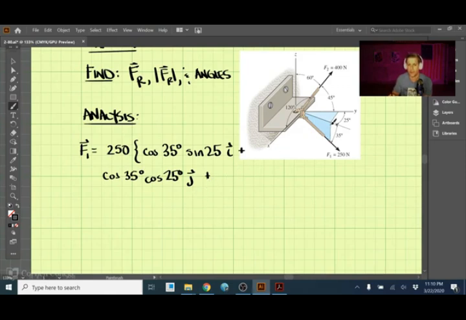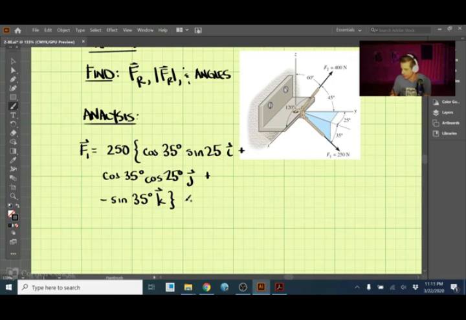All right. And then lastly, we need to do the z direction. All right, so how do we do that? Well, we know that it's 35 here, but it's going to be downwards in the z direction if it's pointed upwards here. So we just have negative sine of 35 degrees in the k direction. All right, so this is the x, this is the y, and then this is the z.